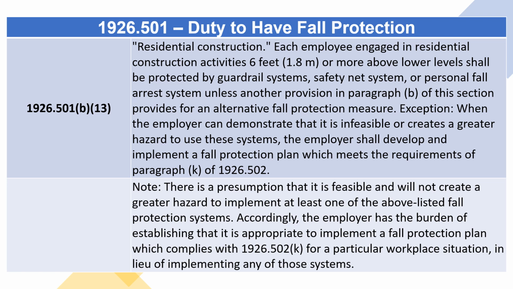Exception: when the employer can demonstrate that it is infeasible or creates a greater hazard to use these systems, the employer shall develop and implement a fall protection plan which meets the requirements of paragraph K of 1926.502. Note: there is a presumption that it is feasible and will not create a greater hazard to implement at least one of the above listed fall protection systems. Accordingly, the employer has the burden of establishing that it is appropriate to implement a fall protection plan which complies with 1926.502 K for a particular workplace situation, in lieu of implementing any of those systems.